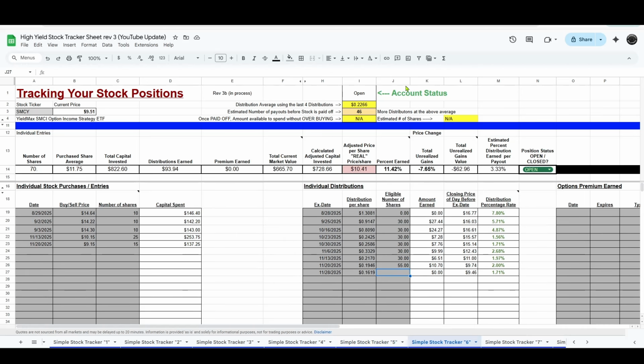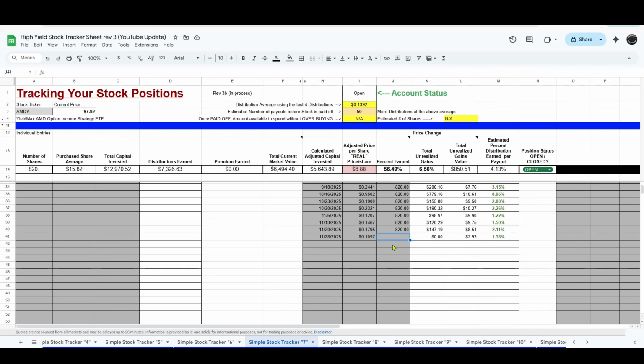Next, SMCY. And for SMCY, it had an X date of 11/28. All of my purchases are before that. So therefore, I get to account for all 70 shares. So entering in that 70 shares means that real price per share of $10.41 now becomes $10.25. Bringing it on down, and with the current price of $9.51, I'm only 75 cents away, right? So not too bad at all.